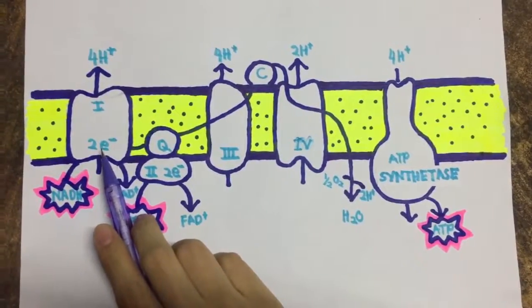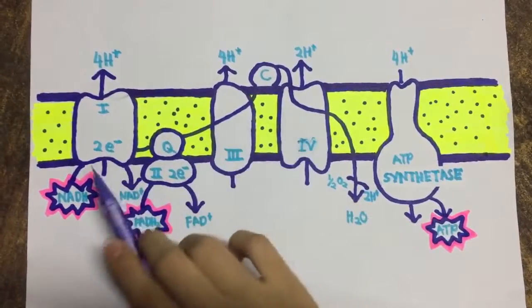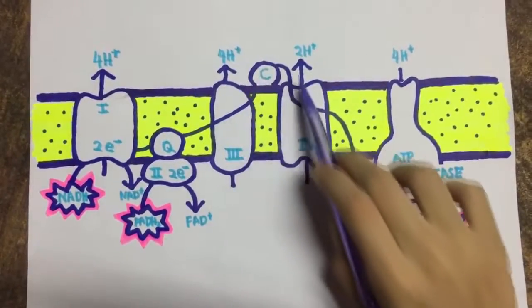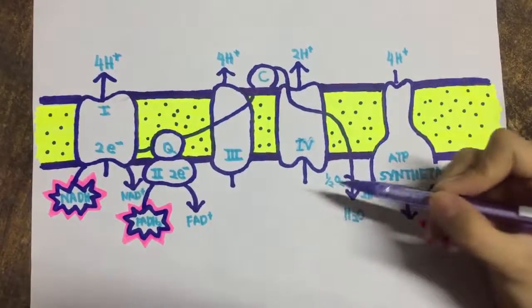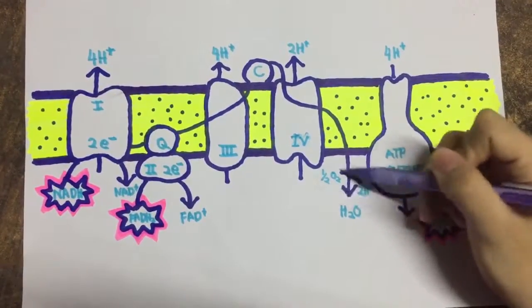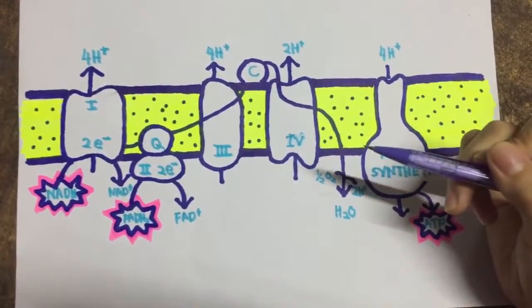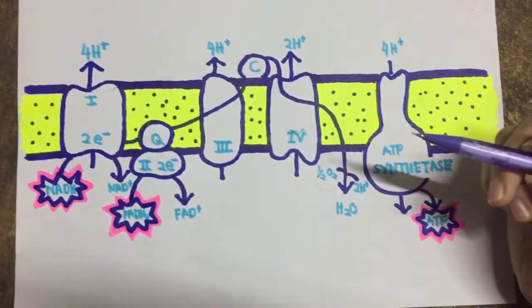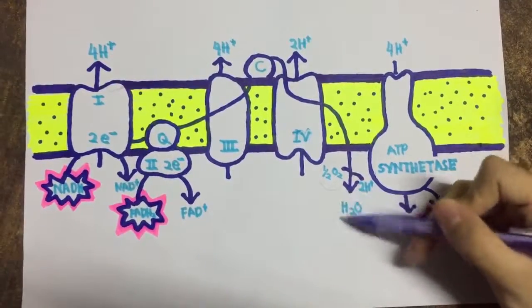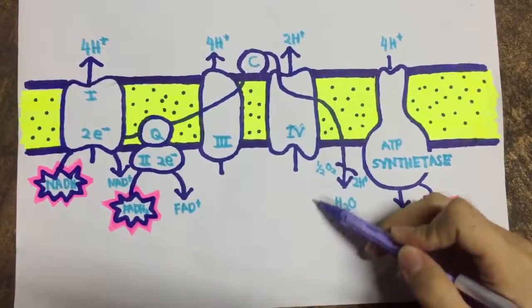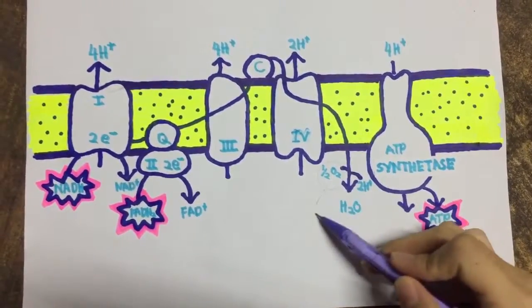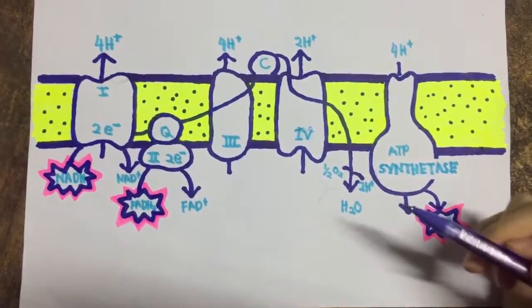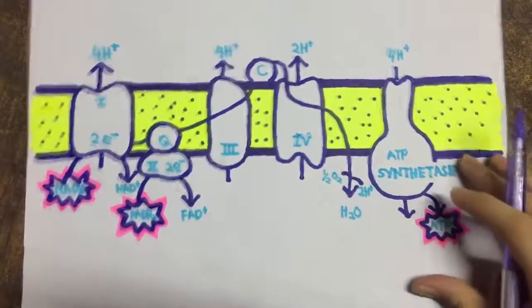These 2 electrons will get passed between these complexes like this. And these electrons will finally be accepted by oxygen. And with a couple of protons, this produces water. This oxygen here is supplied by breathing from our atmosphere. This explains the reason why animals need to breathe.